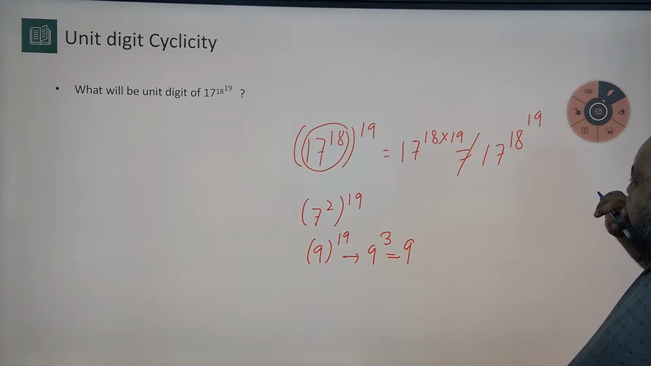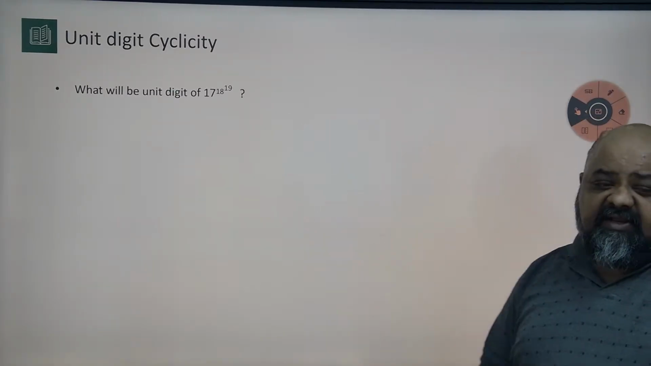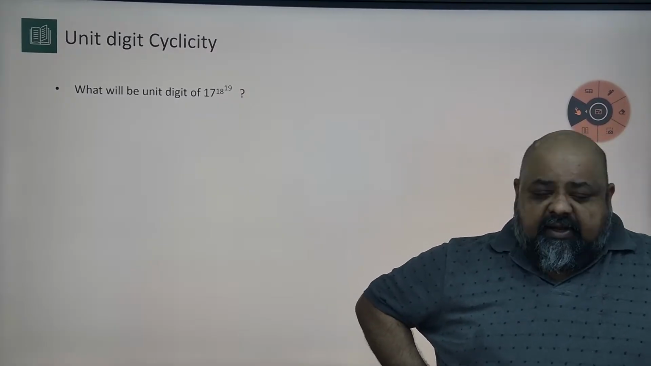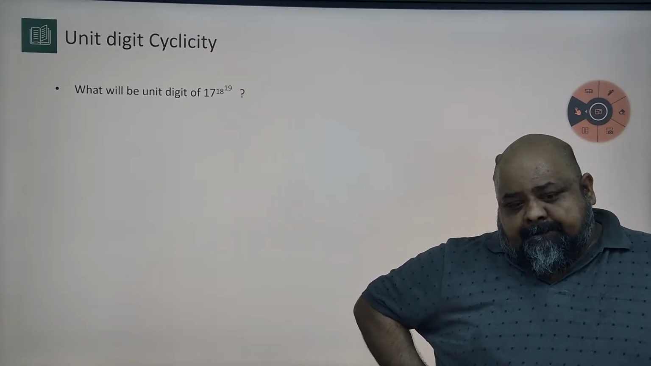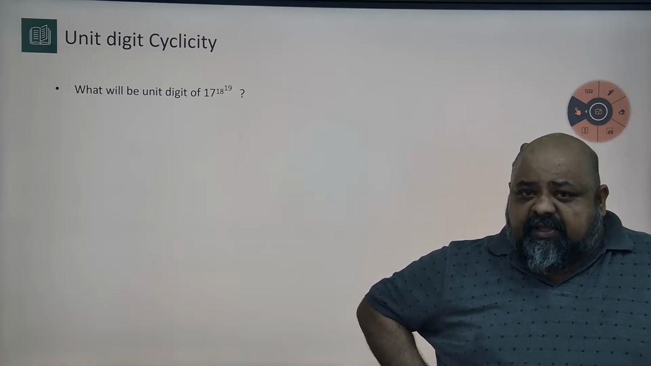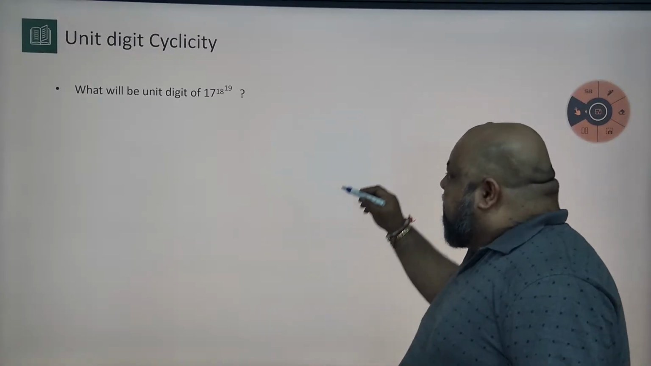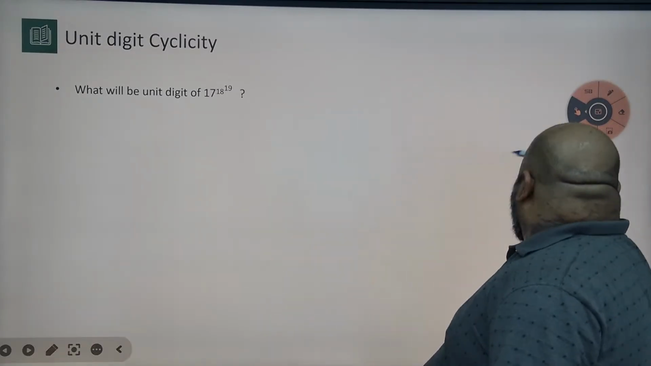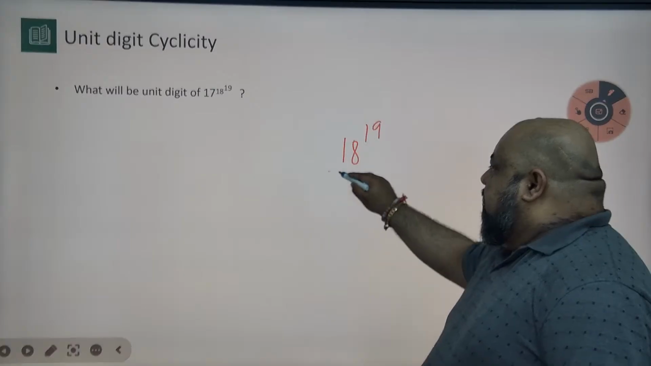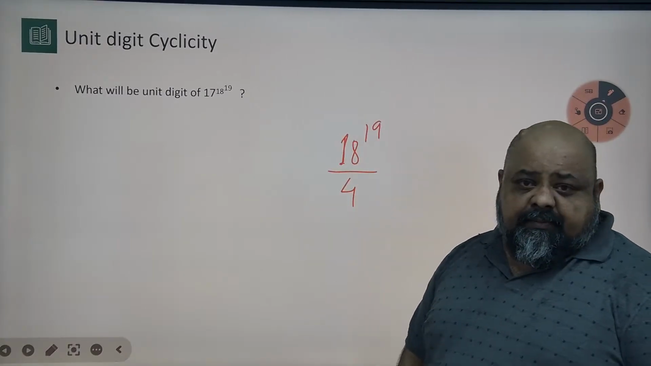What will happen in this case? 17 raised to power 18, and then that power is again raised to power 19. So basically, I have to divide the power by 4, was my rule, right? Now, if I divide the power by 4, that is, if 18 raised to power 19 is divided by 4, will this division happen?